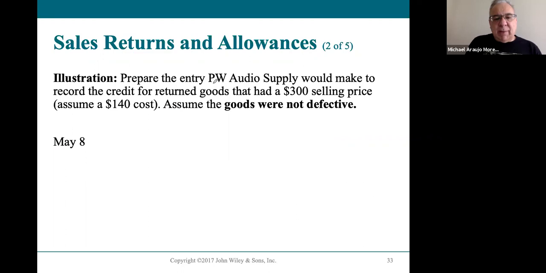So here, PW Audio got $300 of returned goods. That was a circuit that was returned to them. Now, it's very important to know two things. One, that circuit cost them $140, although they sold it for $300. And can they sell it to another company? Well, if it's not defective, yes. So that's the assumption here: the good was not defective. It was just returned because they didn't need it or didn't want it, or some other reason. So they can sell it to another company should they want it.